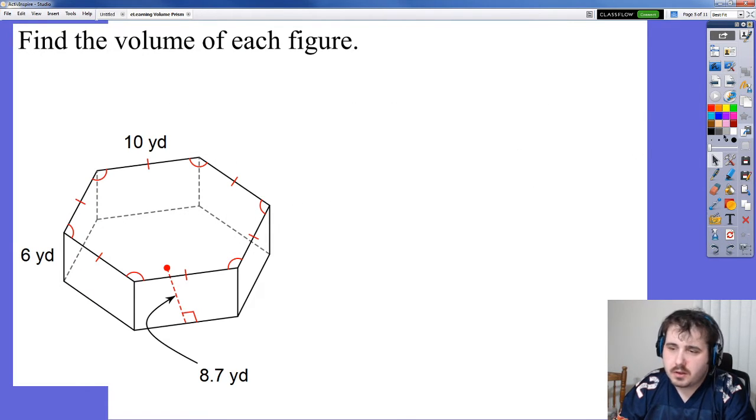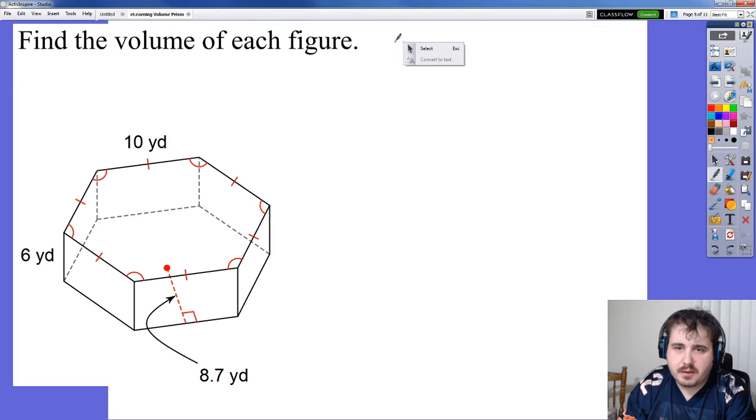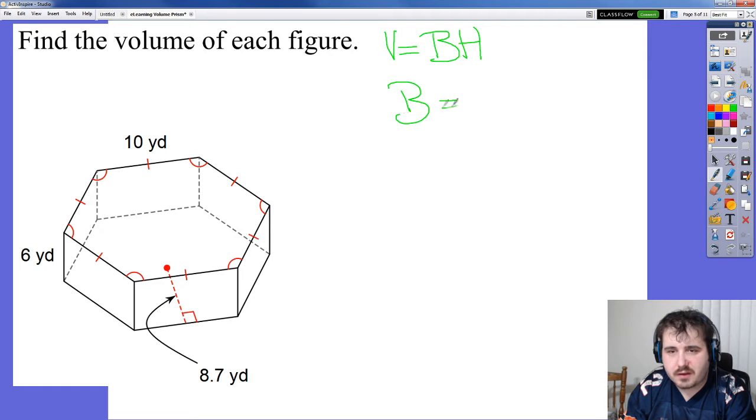So, let's go ahead and get started. We've got to find the area of the base, and this base is a hexagon, so we're doing that whole 1/2 apothem perimeter thing. So our volume is area of the base times the height. Well, let's find the area of the base. Our apothem is 8.7. Our perimeter, well, we've got 1, 2, 3, 4, 5, 6 sides. Each of them is 10 yards. So our perimeter is 60.